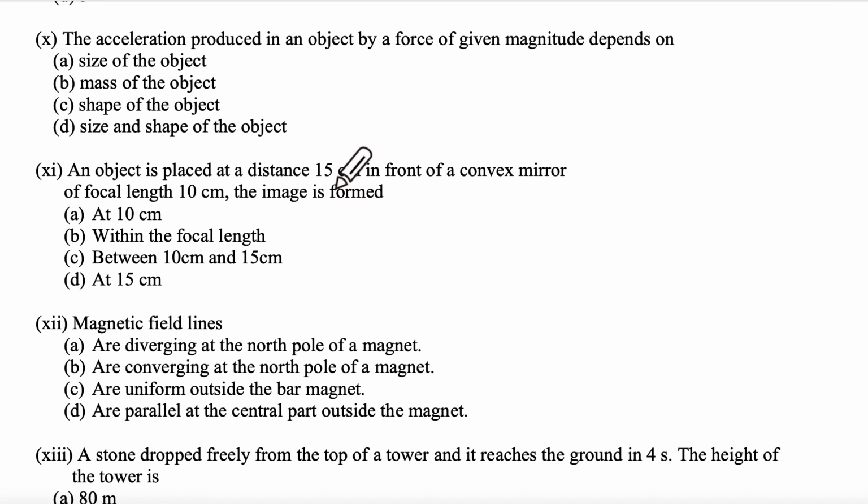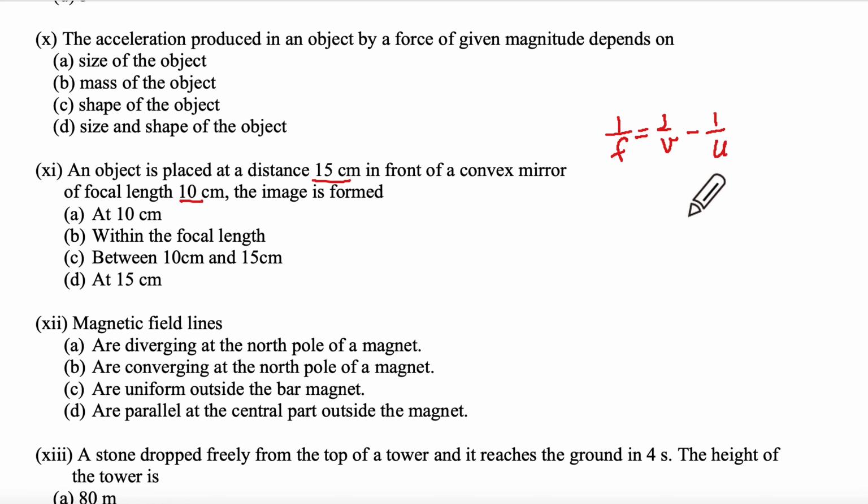How is this? At a distance of 15 centimeters in front, focal length, this image is formed. You have to use the formula 1 upon F is equal to 1 upon V minus 1 upon U.